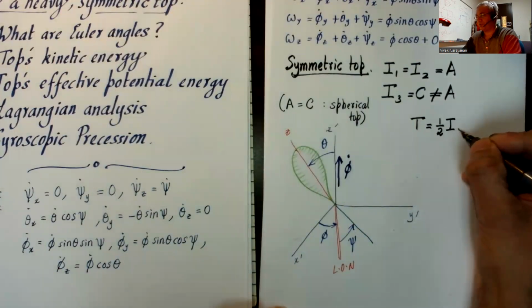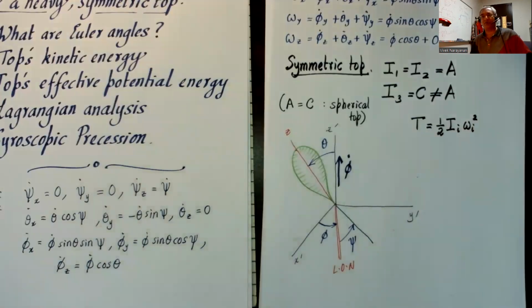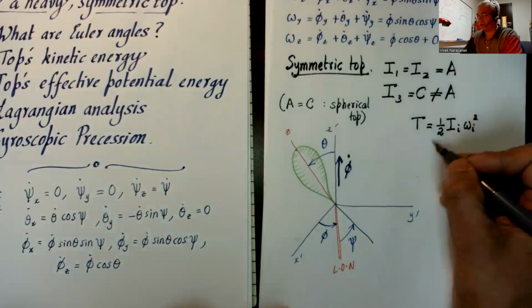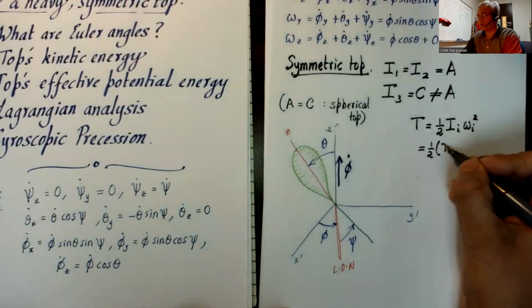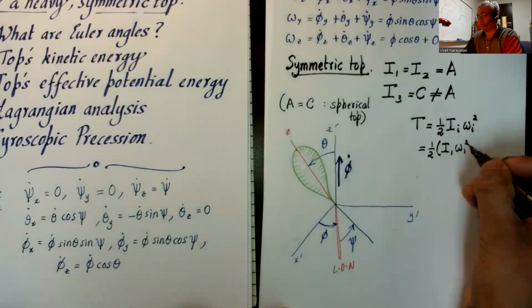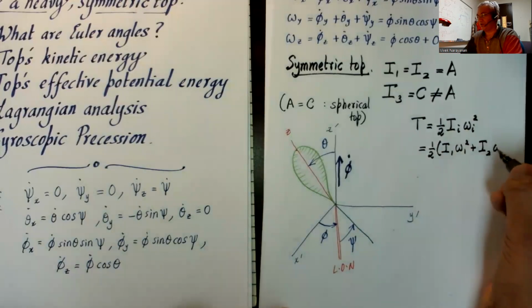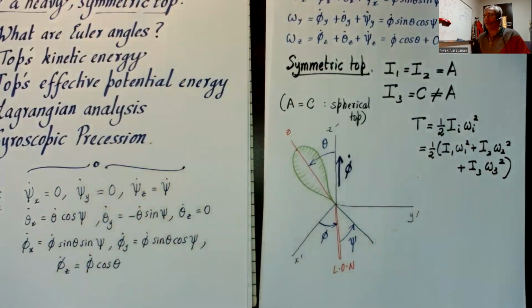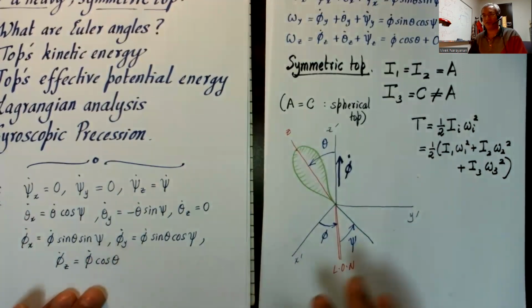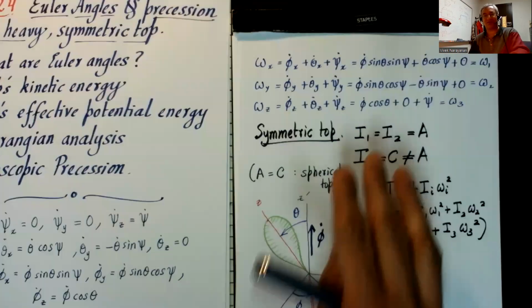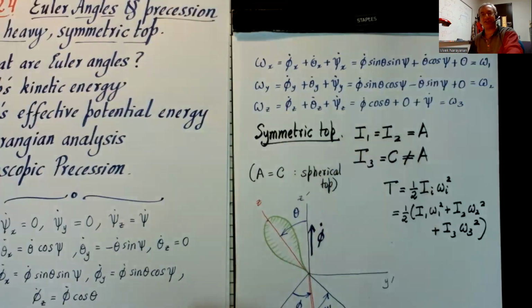The kinetic energy term following Einstein's summation notation is just 1/2 I_i omega_i squared, where the summation is from 1 to 3. So that's going to be 1/2 I1 omega 1 squared plus I2 omega 2 squared plus I3 omega 3 squared. Now we have to put omega squareds in, so that means I have to take each of these omegas and square them. So that's going to be quite a bit of algebra coming up next.